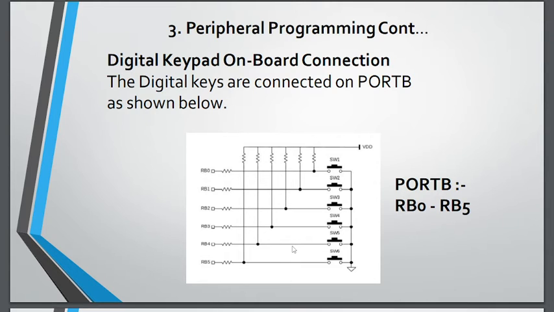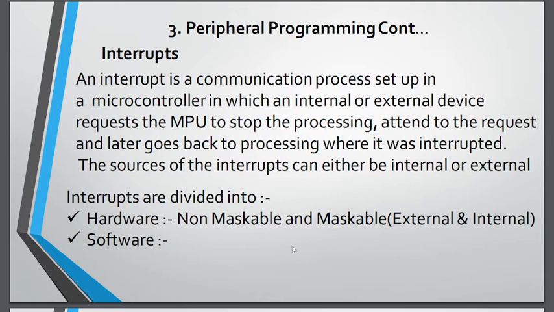Now let's talk about the next thing we covered: interrupts. What is an interrupt? An interrupt is a communication process set up in a microcontroller in which an internal or external device requests the microprocessor unit to stop the processing, attend to the request, and later go back to processing where it was interrupted. The sources of the interrupts can either be internal or external. Interrupts are divided into two, that is hardware and software.